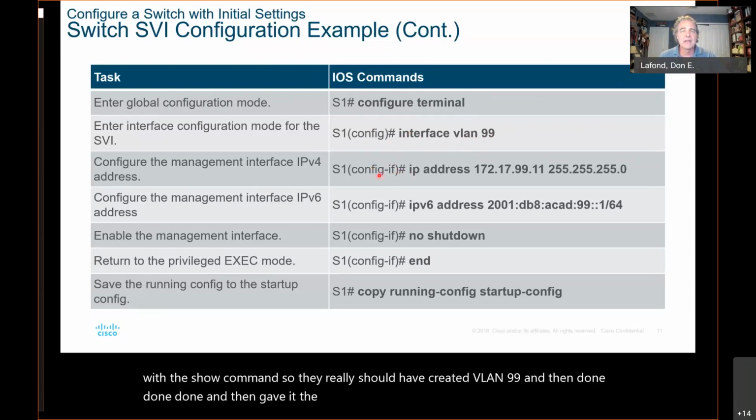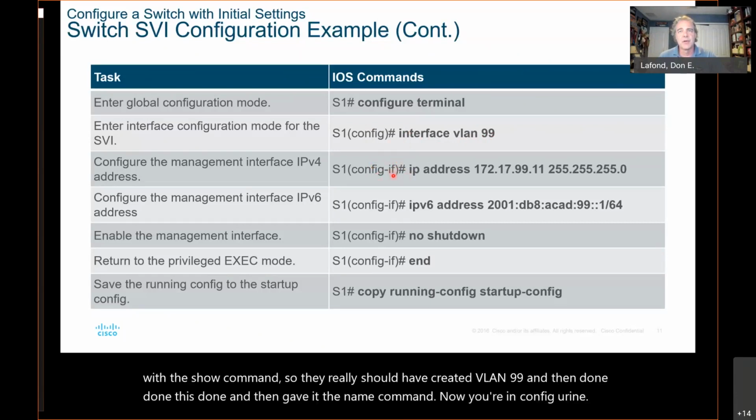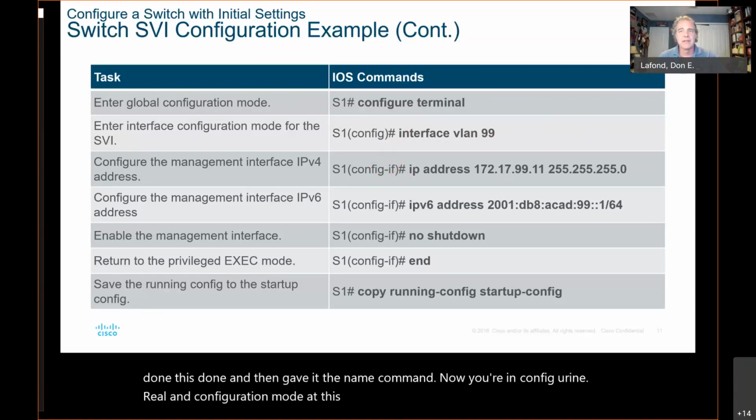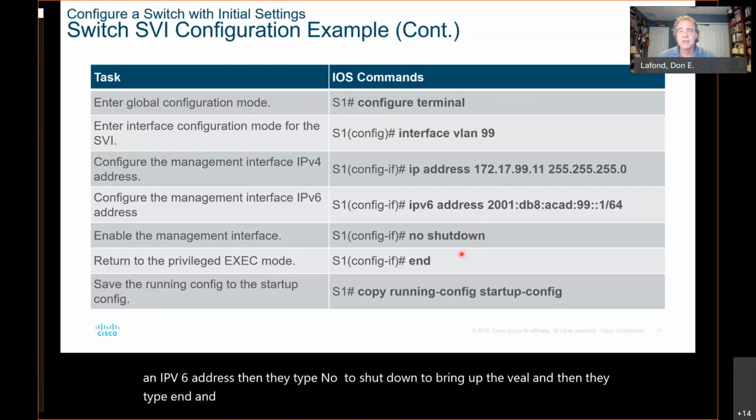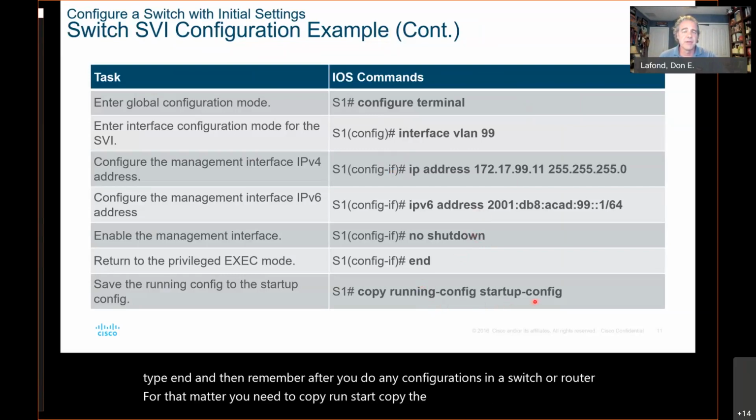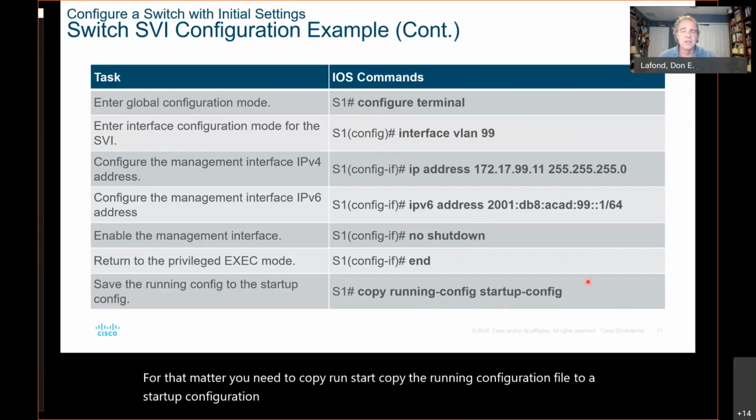Now you're in VLAN configuration mode at this point. They give it an IP address, then an IPv6 address, then they type no shutdown to bring up the VLAN, then they type end. And remember, after you do any configurations in a switch or a router for that matter, you need to copy run start, copy the running configuration file to the startup configuration file, to ensure that when you turn off your switch, you don't lose all of your important configurations.